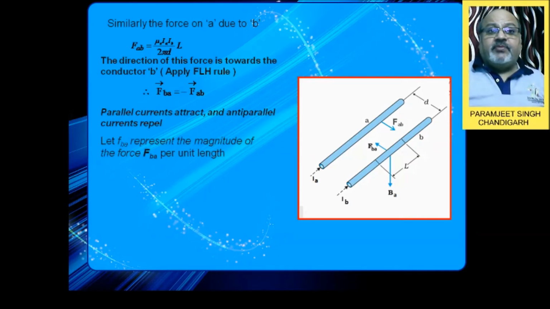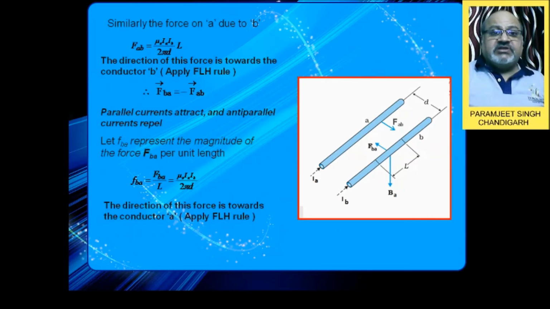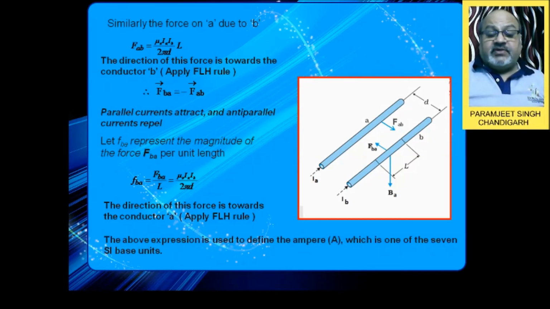So now we know capital FBA is the force on B by A. Small FBA is force per unit length, that is FBA by capital L. And from this we get FBA by L is mu naught Ia Ib by 2 pi d. Divided by L you will get force per unit length. And direction of this FBA or FAB, I am repeating again and again, by applying Fleming's left hand rule we can obtain the direction.